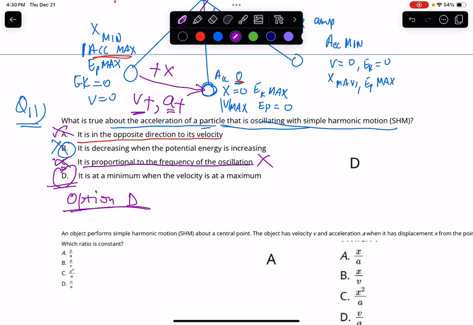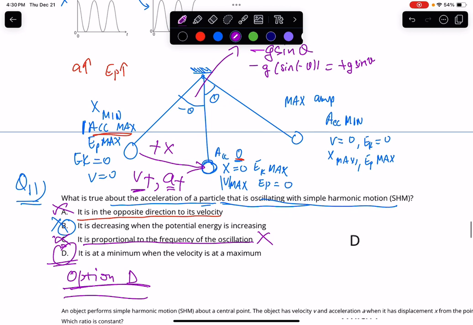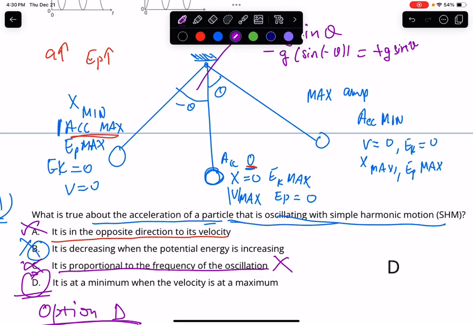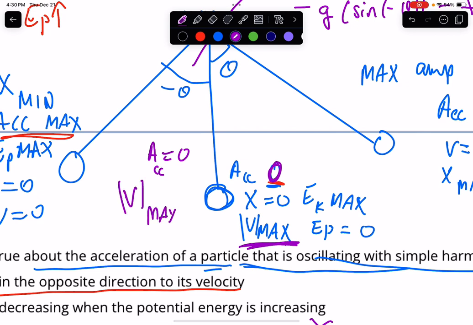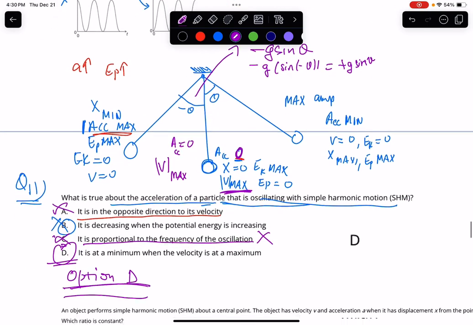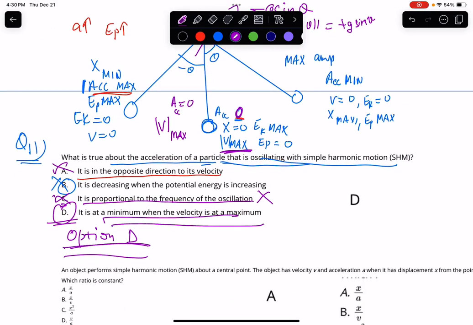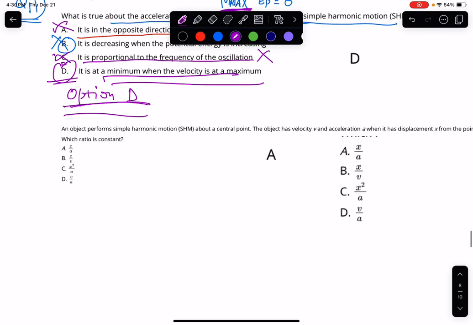And option D also makes sense because if we look at our graph for this simple pendulum, we see that when acceleration is 0, the absolute velocity becomes maximum. So when the acceleration becomes 0 at the equilibrium position, the absolute velocity becomes its maximum. And so because of this, option D is correct. Okay. So that's question 11.